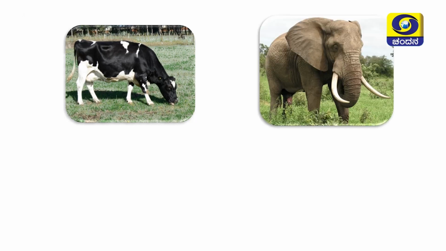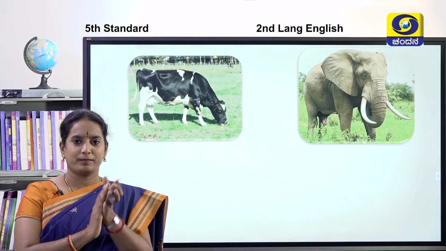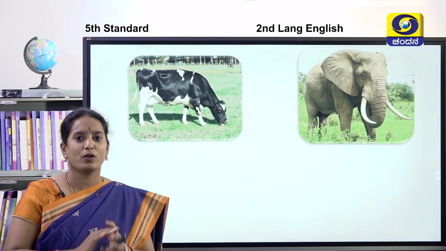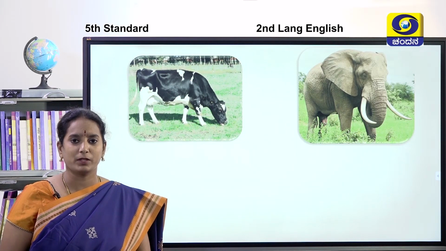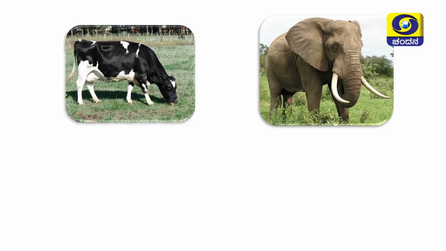Cow. How many times did you clap? You have to clap once because it is a domestic animal. Elephant. How many times did you clap? Twice because it is a wild animal. So I hope you all understood how to do the activity. Now let's start with the pictures.